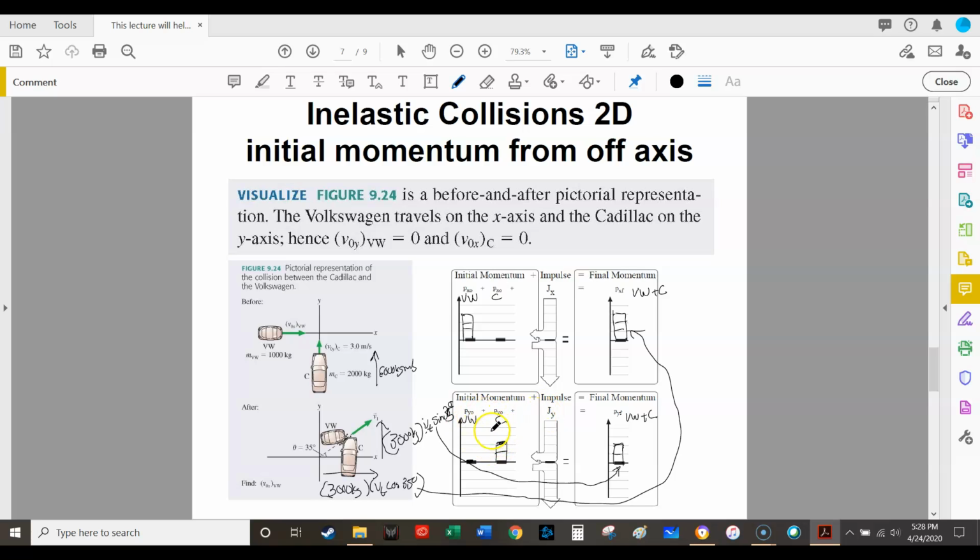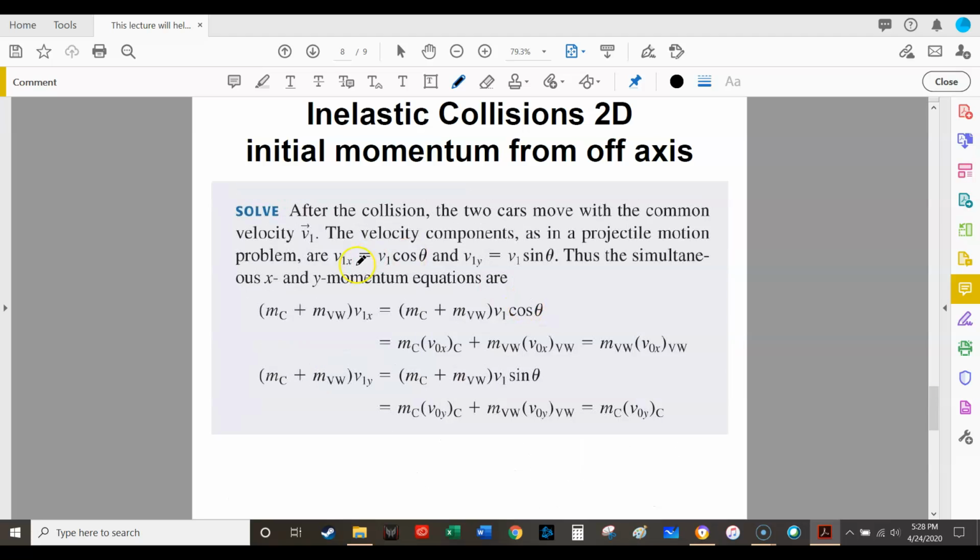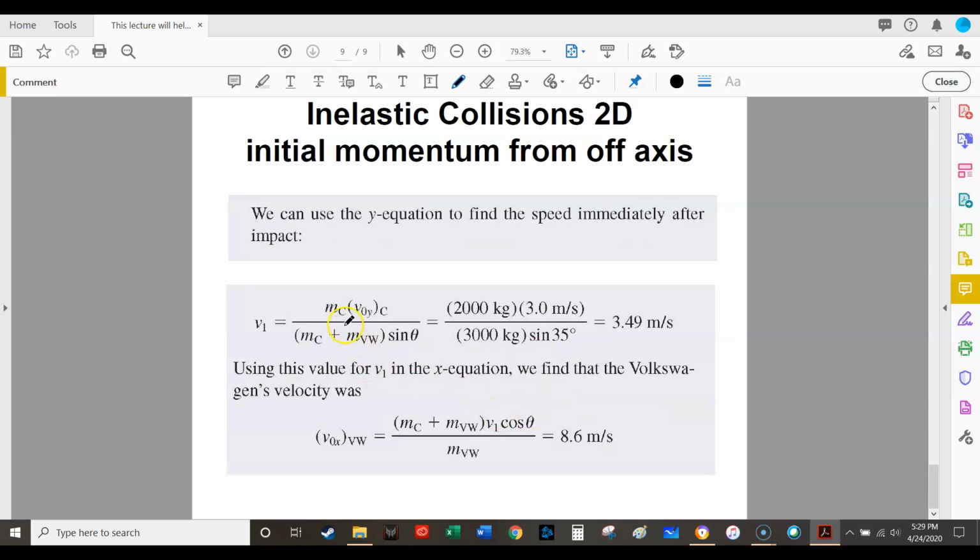and we know this is the initial, so this is going to be 6,000 kilogram meters per second. And we have some unknowns. We don't know the final velocity after the impact, and we also don't know the initial velocity of the Volkswagen before the impact. But we know everything else. So here's what they did: they took the x direction and y direction momentums, and they're going to solve for one and plug it into the other one.